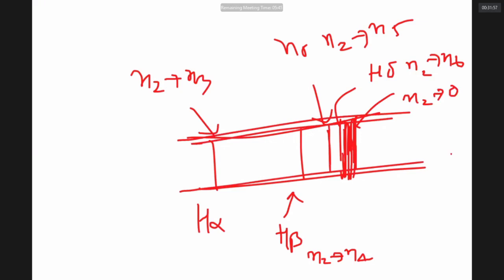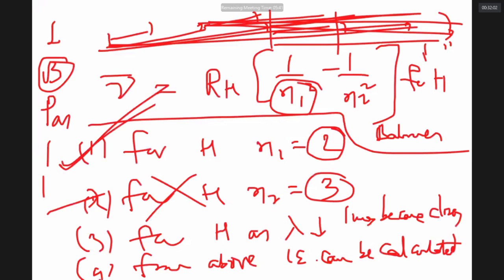So if I am looking at this statement, statement 1 is right, 2 is wrong, 3 is right. From above, ionization energy can be calculated. Can we calculate, sir?